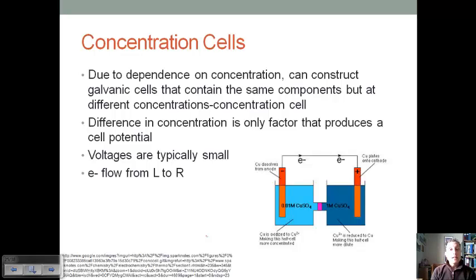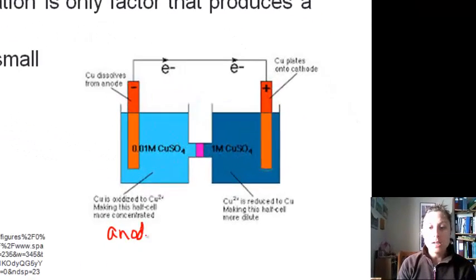Okay, so due to dependence on concentration, we can construct galvanic cells that contain the same components on both sides, but they're at different concentrations, and this is called a concentration cell. But it'll work the same way because of that difference in concentration. It's still pushing the electrons one direction, and so this means that the difference in concentration is the only factor that's going to produce a cell potential. For these types of cells, the voltages are typically small, and electron flow goes from left to the right, and so that would mean that we would have the anode on the left side and the cathode on the right side.